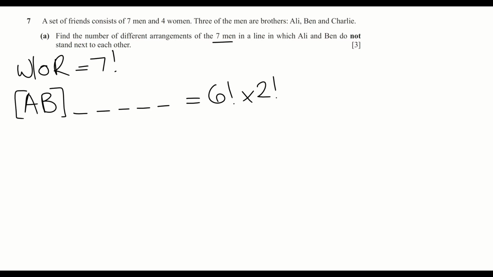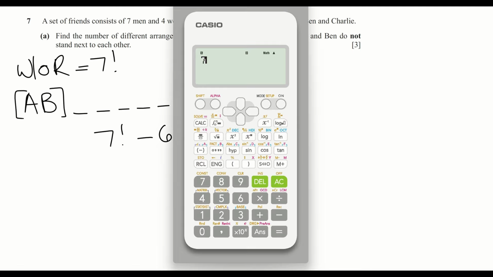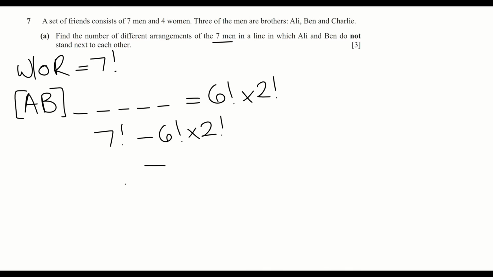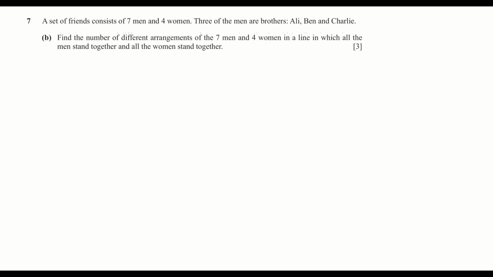To find the number of arrangements where Ali and Ben are not together, I can now say 7 factorial, total arrangements, minus 6 factorial multiplied by 2 factorial. Take my calculator. 7 factorial minus 6 factorial multiplied by 2 factorial is equal to 3,600. This is the number of arrangements where Ali and Ben do not stand together. And now we can move on to part B.